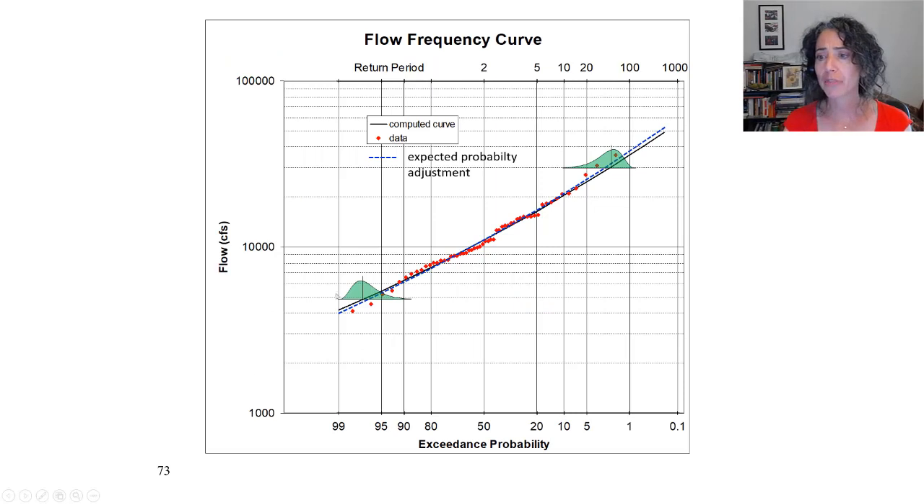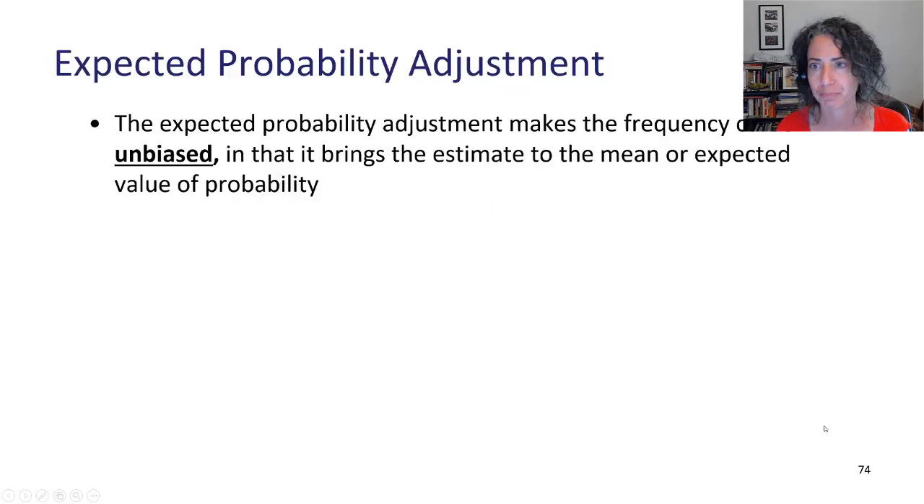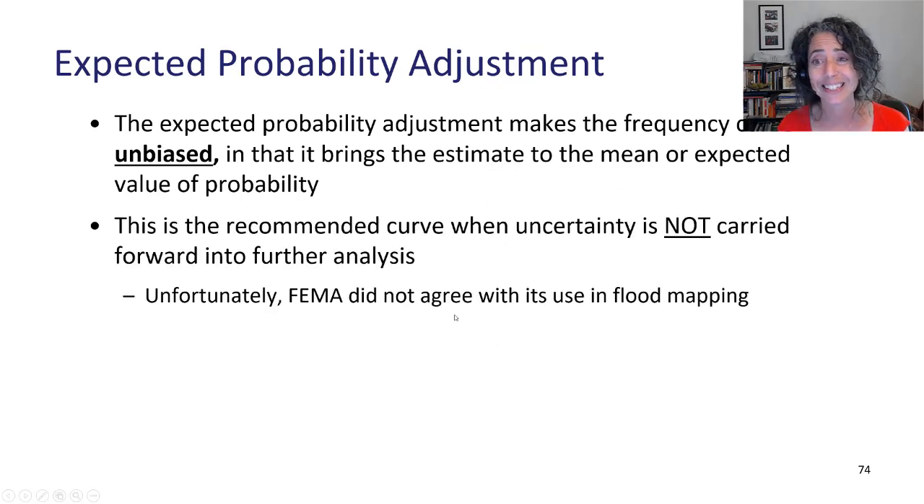Okay. Looking at the whole frequency curve, we're going to move from the black curve, which was fitted, over to the dashed blue curve, which is now the mean estimate or unbiased estimate of the frequency curve. This is called the expected probability adjustment. As I mentioned, it makes the probability distribution unbiased.